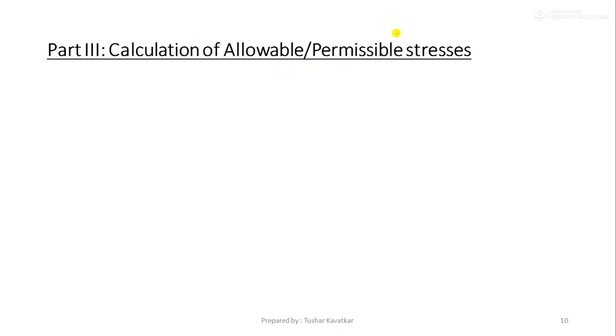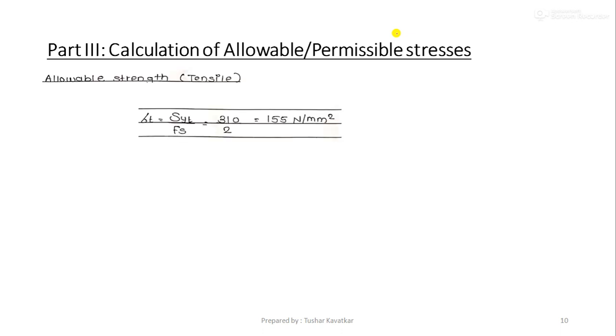What are allowable and permissible stresses? We have already understood, so I will not go into the detail now. First, the allowable strength. What is the loading condition? Tensile loading condition. Now let us understand the allowable strength. How do we calculate the allowable or tensile strength? Sigma t, which is nothing but a design stress, or you can also call it an allowable stress.